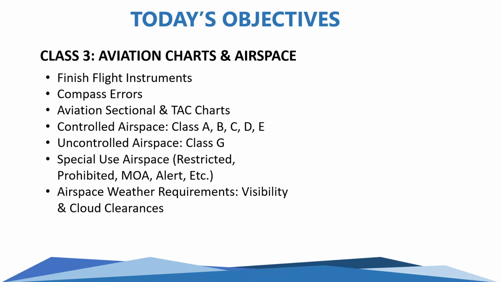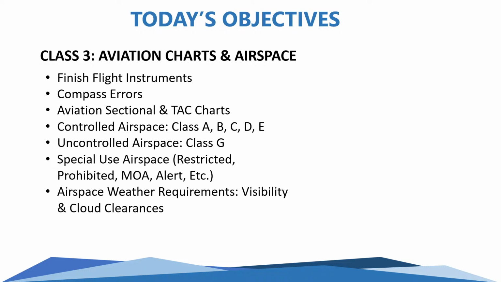After we go over what we can find on these charts, we'll start talking about the actual airspace. There are 2 major classifications of airspace. The first one is controlled, which will cover class Alpha, Bravo, Charlie, Delta, and Echo. The second one is uncontrolled, which is everything else, class Golf. We'll get into special use airspace: restricted, prohibited, MOAs, alert areas, and so forth.